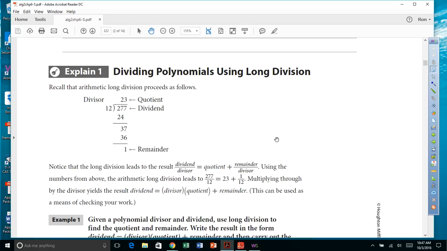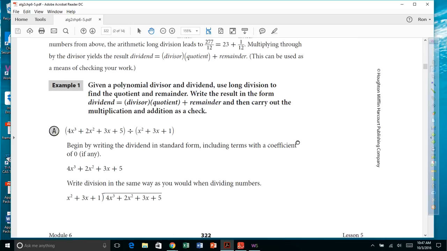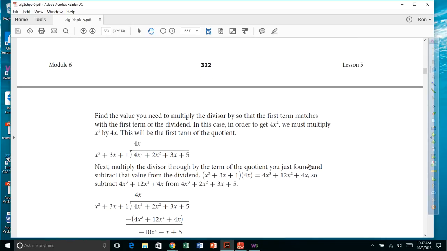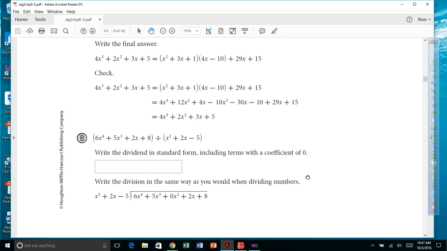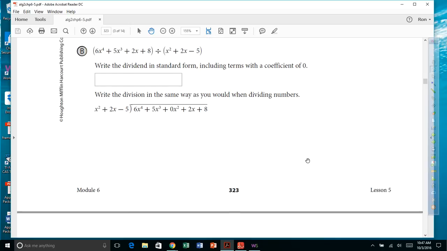Dividing polynomials using long division. Now go ahead and read that and follow along. And when you get back, we'll do B together. Glad you're back.